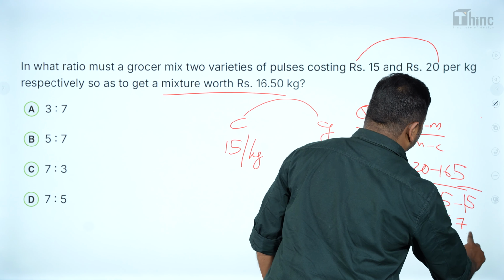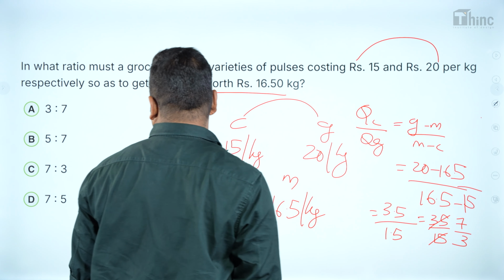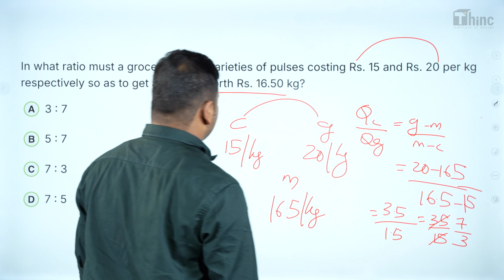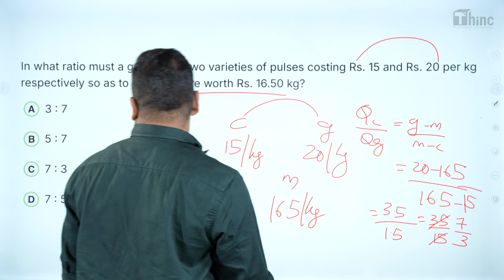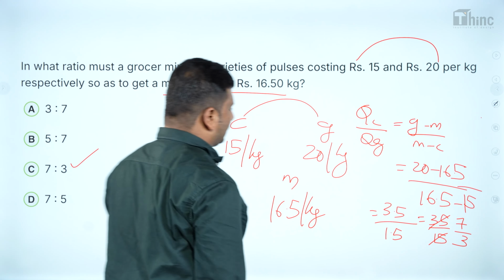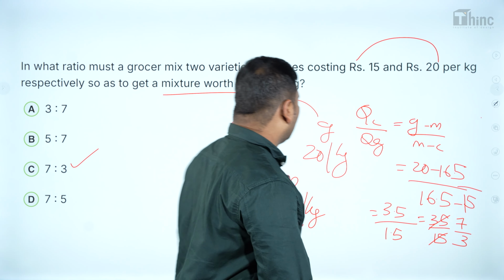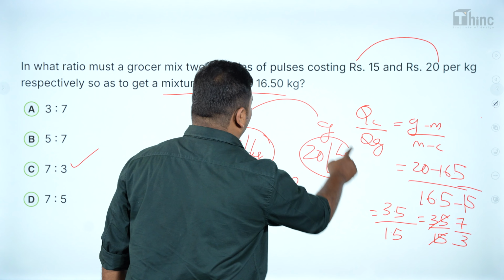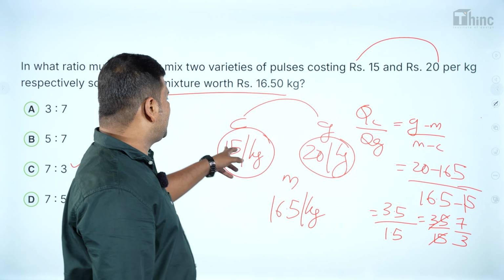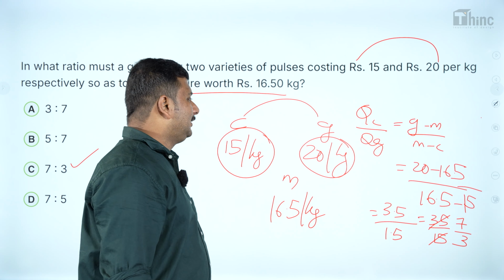So we'll get 7 by 3. So that means these two are mixed in the ratio of 7:3. Now, option C is going to be the correct answer for this question. So the cheap quality, pulses worth rupees 15 per kg, is mixed with pulses worth rupees 20 per kg. The quantity of cheap to quantity of good ratio is what we need.